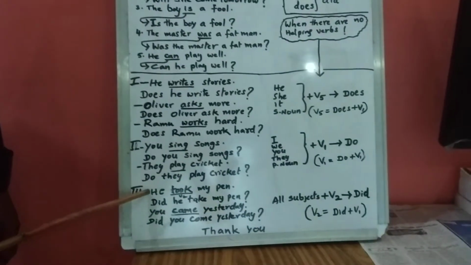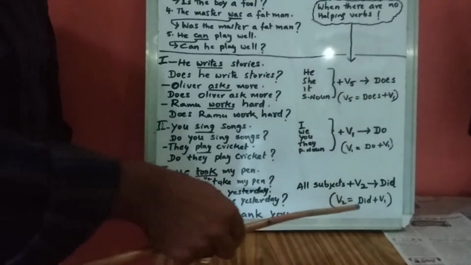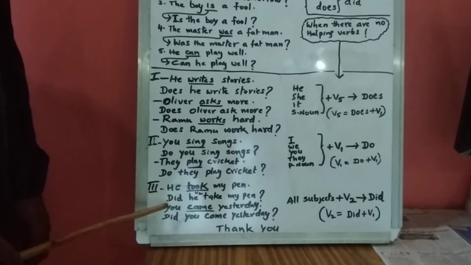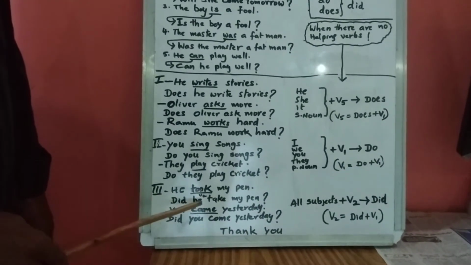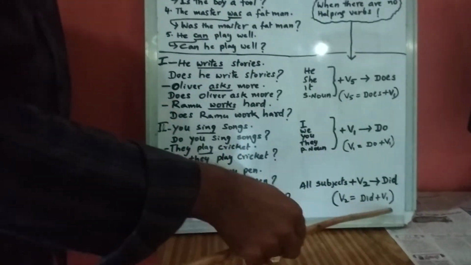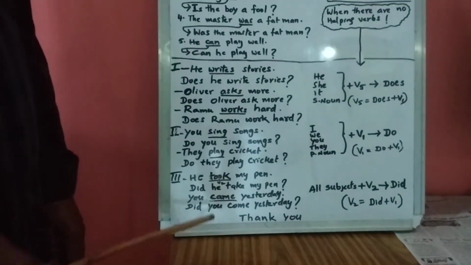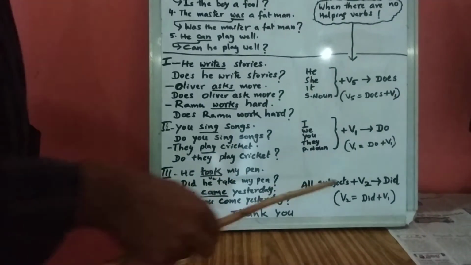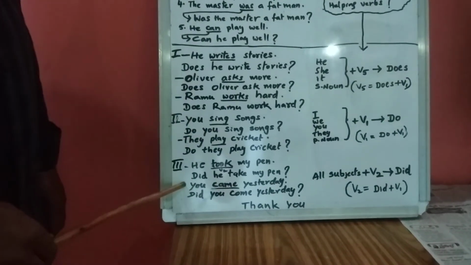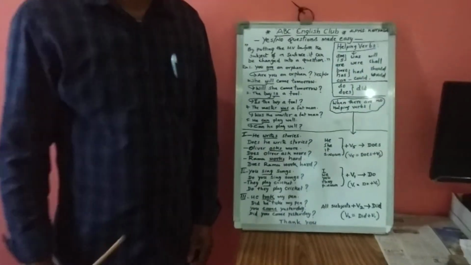So, for example, he took my pen. Took is verb 2. Whenever you see verb 2, change it to did plus V1 to form the question. By putting did before the subject, did he take my pen? Here took becomes take. Here did plus V1 only is used. Next one, you came yesterday. Came is verb 2. This is past tense V2. Then whenever you see V2, use did. Did plus V1 form. Did you come yesterday? Dear children, I think you have understood well.